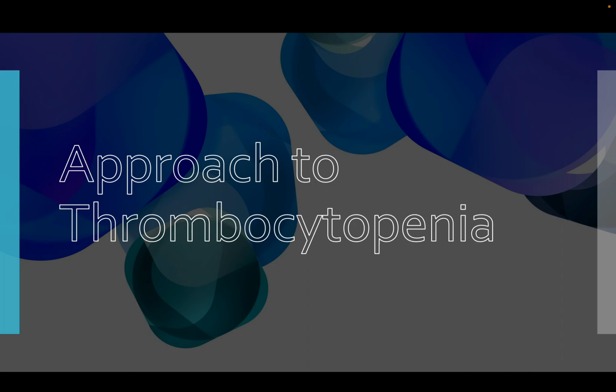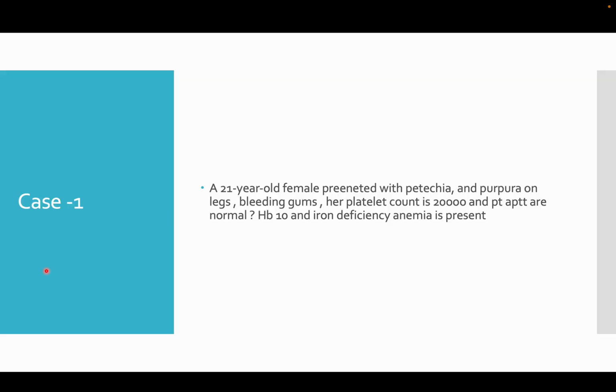We go with a case-based approach. A 21-year-old female presented with petechiae and purpura on the legs and bleeding gums. Her platelet count is 20,000 and PT and APTT are normal. Hemoglobin is 10 and iron deficiency anemia is present. So, she is a 21-year-old female presented with petechiae and purpura.